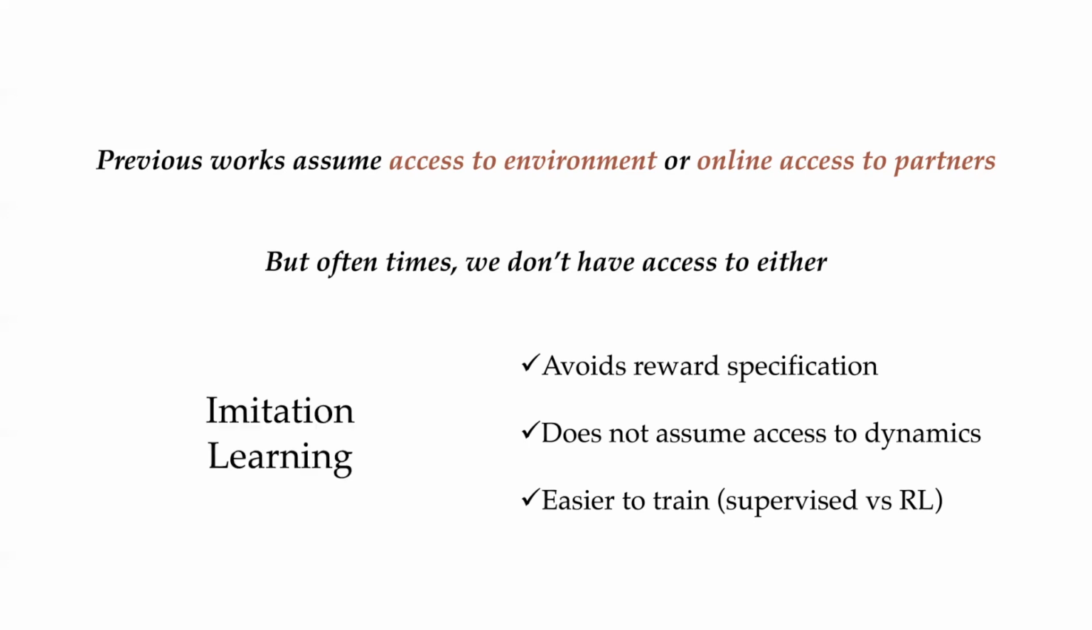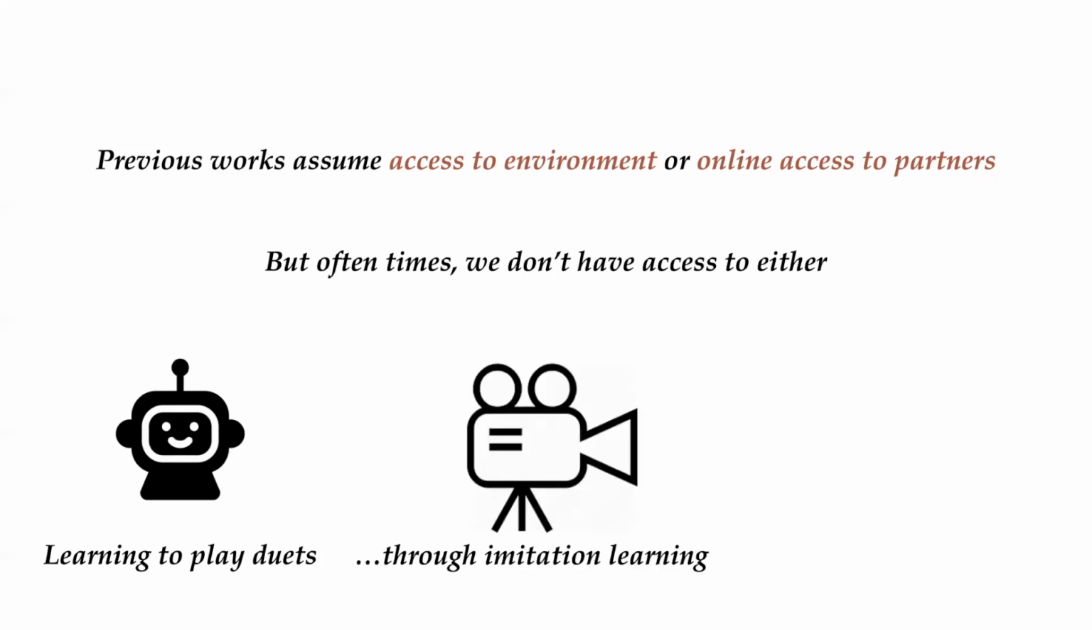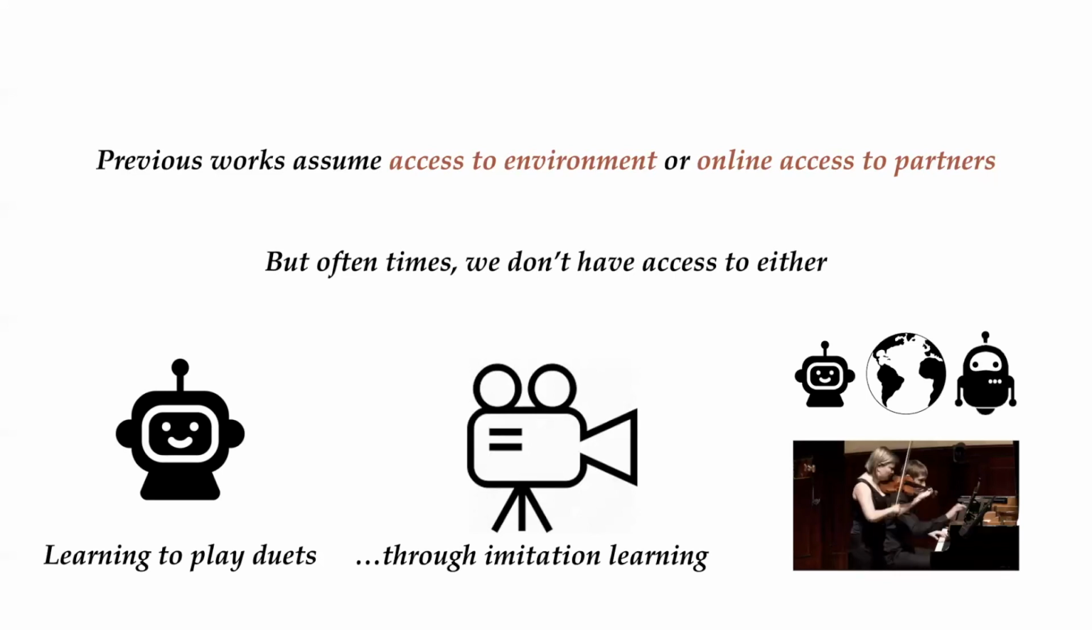All of these factors suggest that we should put our efforts into studying how to use imitation learning to coordinate with new partners. This is what we focus on in our work. We want to learn to coordinate with new partners through imitation learning, only observing static and offline datasets, for example, diverse videos of musicians playing duets, and then being able to coordinate with new partners at test time.